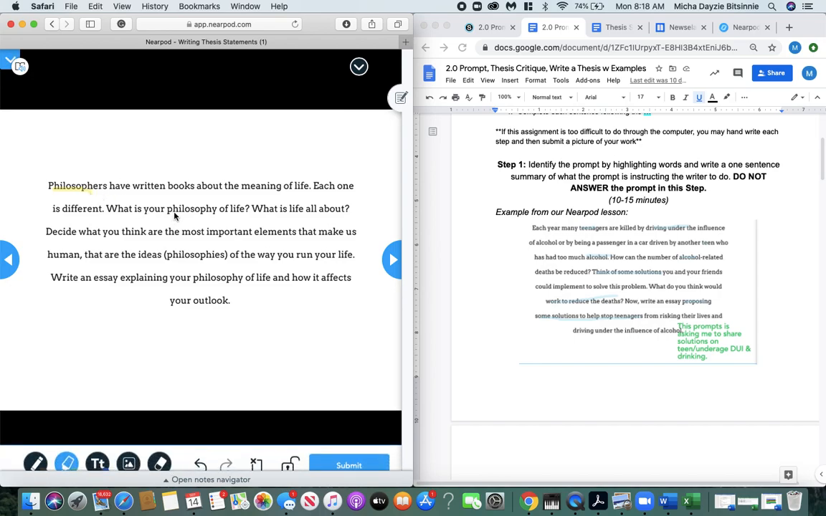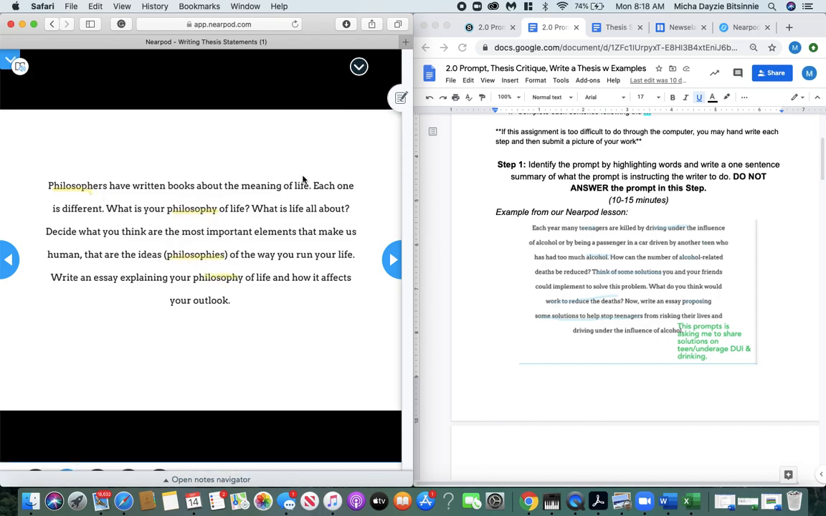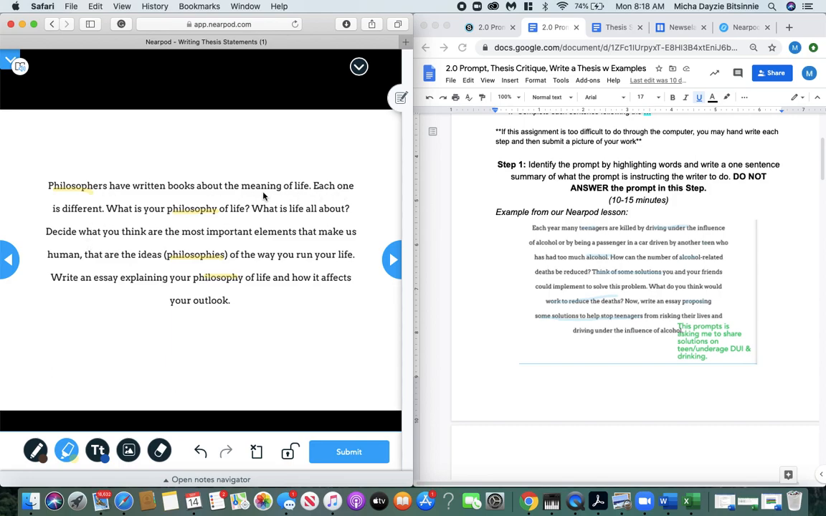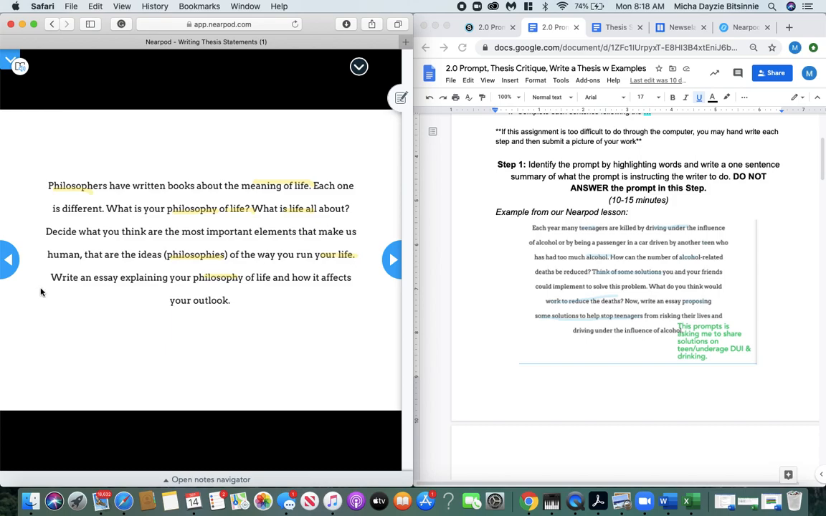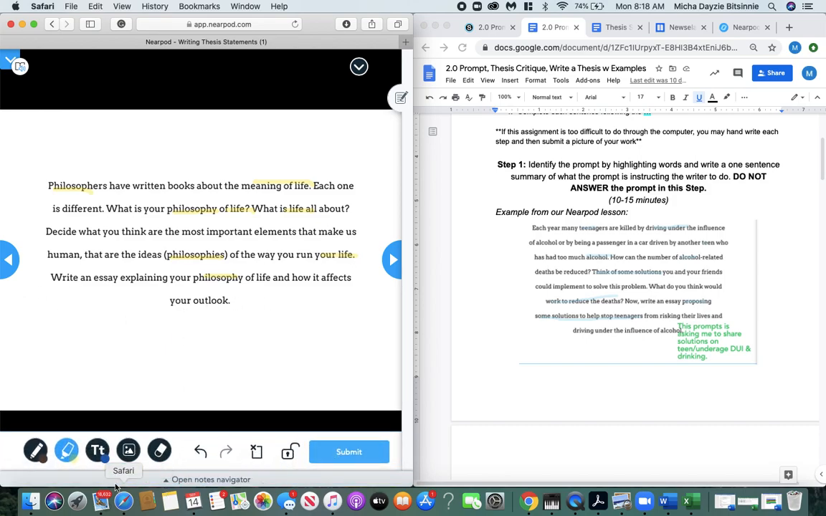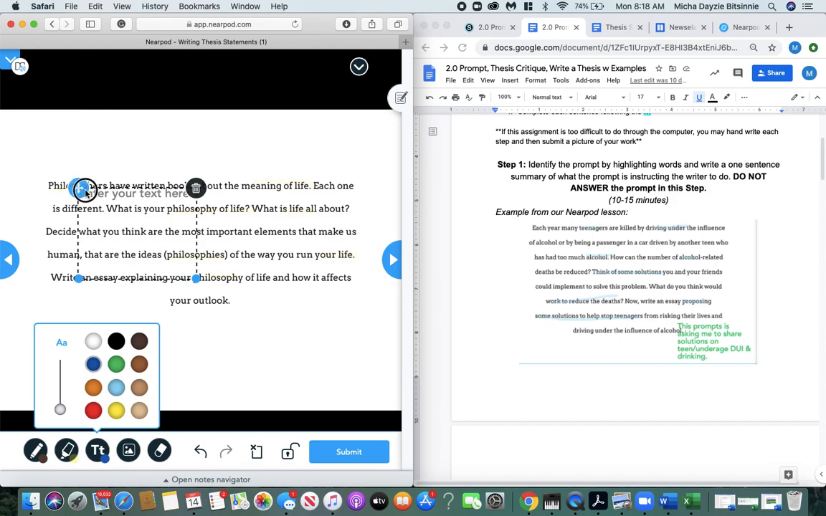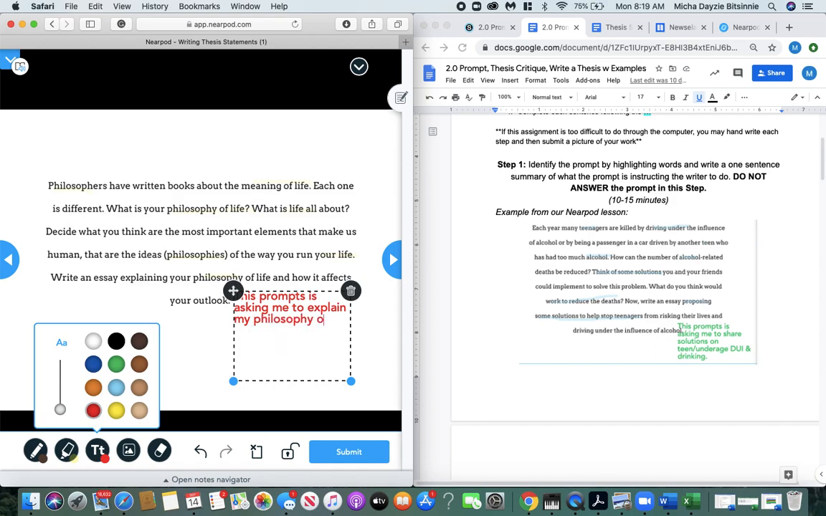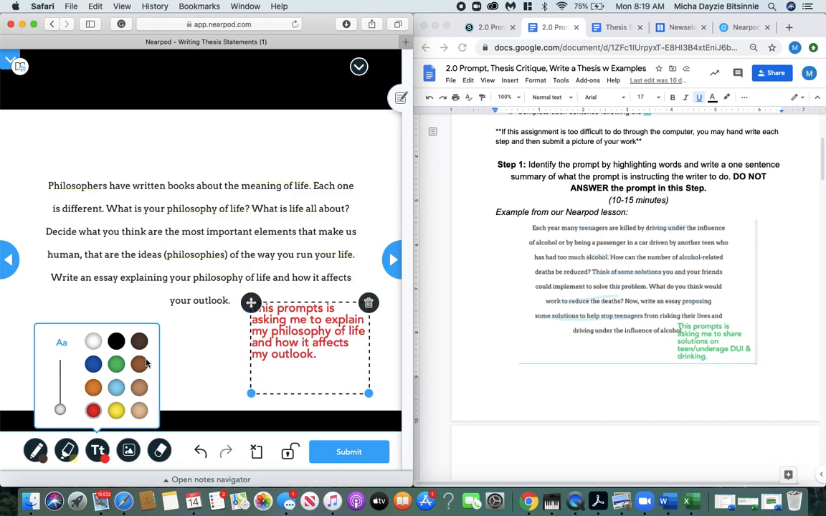I can see philosophers, philosophy, philosophy. So I know this is asking me something about philosophy, written books, meaning of life. What do you think the most important ideas in your life? Sorry if I'm just mumbling, I'm just trying to get through it really quickly. So after reviewing this, I would write a quick sentence here and say, this prompt is asking me to explain my philosophy of life and how it affects my outlook.